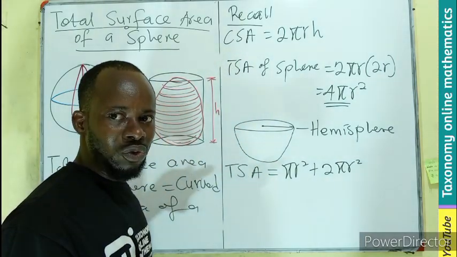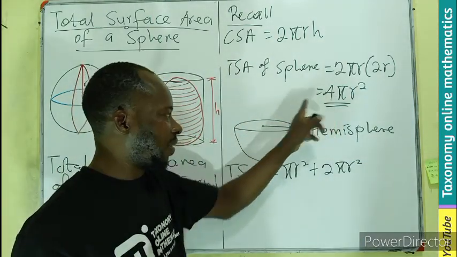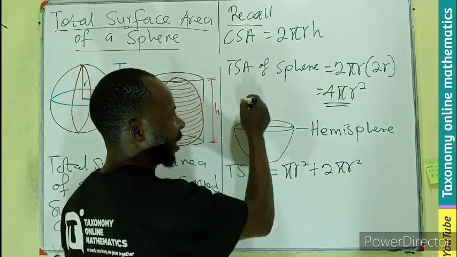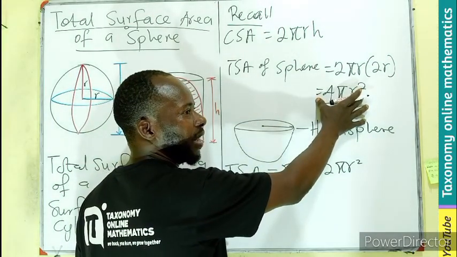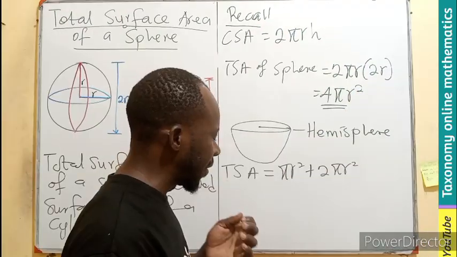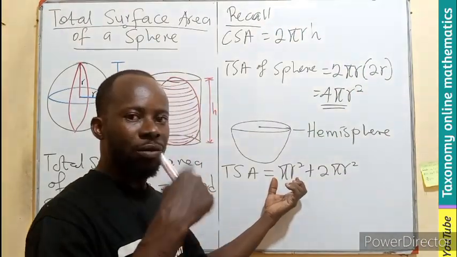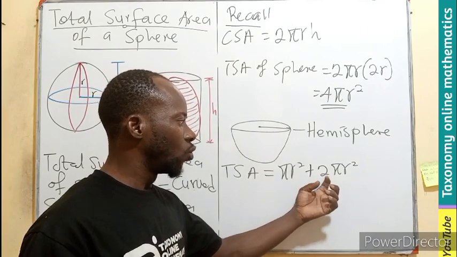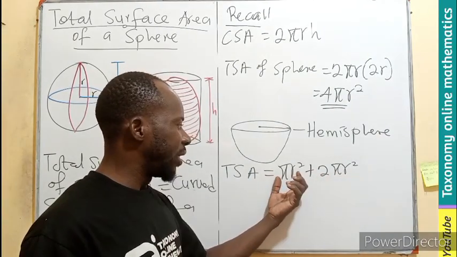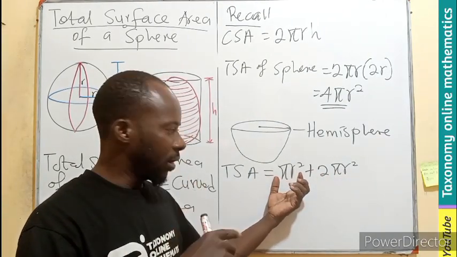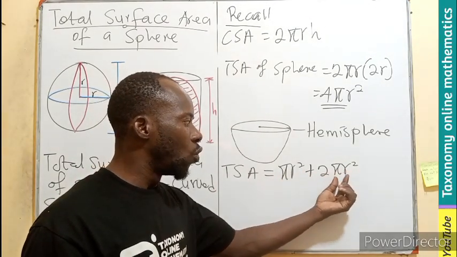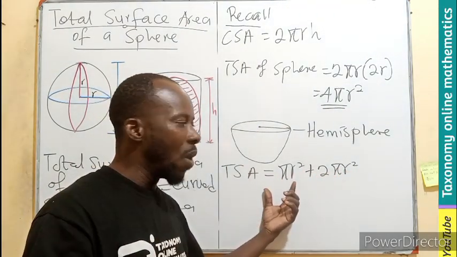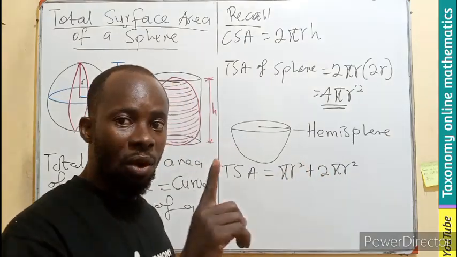I believe you get why the 2 pi. If you take a complete sphere, half of that, meaning half of this, will produce this. You can see that this is pi r squared plus 2 pi r squared. If we take pi r squared as y, this will become 2y. So 1y plus 2y will give you 3 of the y.